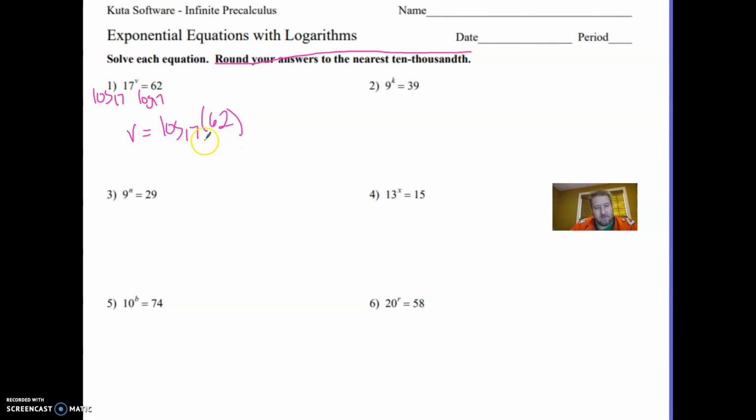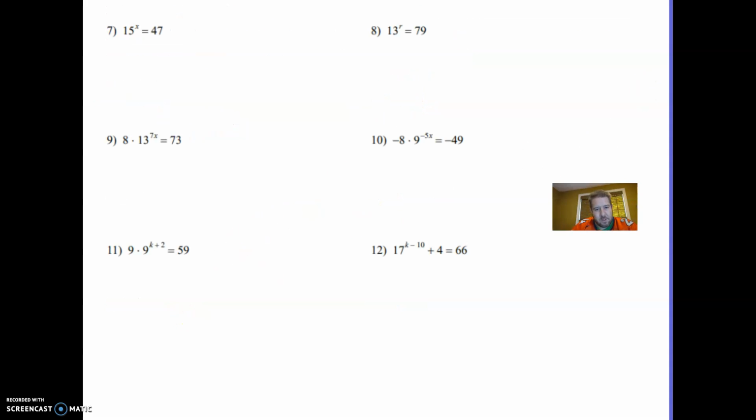If you don't have a scientific calculator that does bases like 17, then you can use change of base. You can say log of 62 divided by log of 17 by changing the base to base 10, and that will give you your answer in decimal form. But keep in mind, that's not going to be precise because it's irrational. So I choose to leave it like this because that's a precise answer. Same goes for all of these. So we have log base 9 of 39, and there's your answer. All of these first questions are pretty much exactly the same.